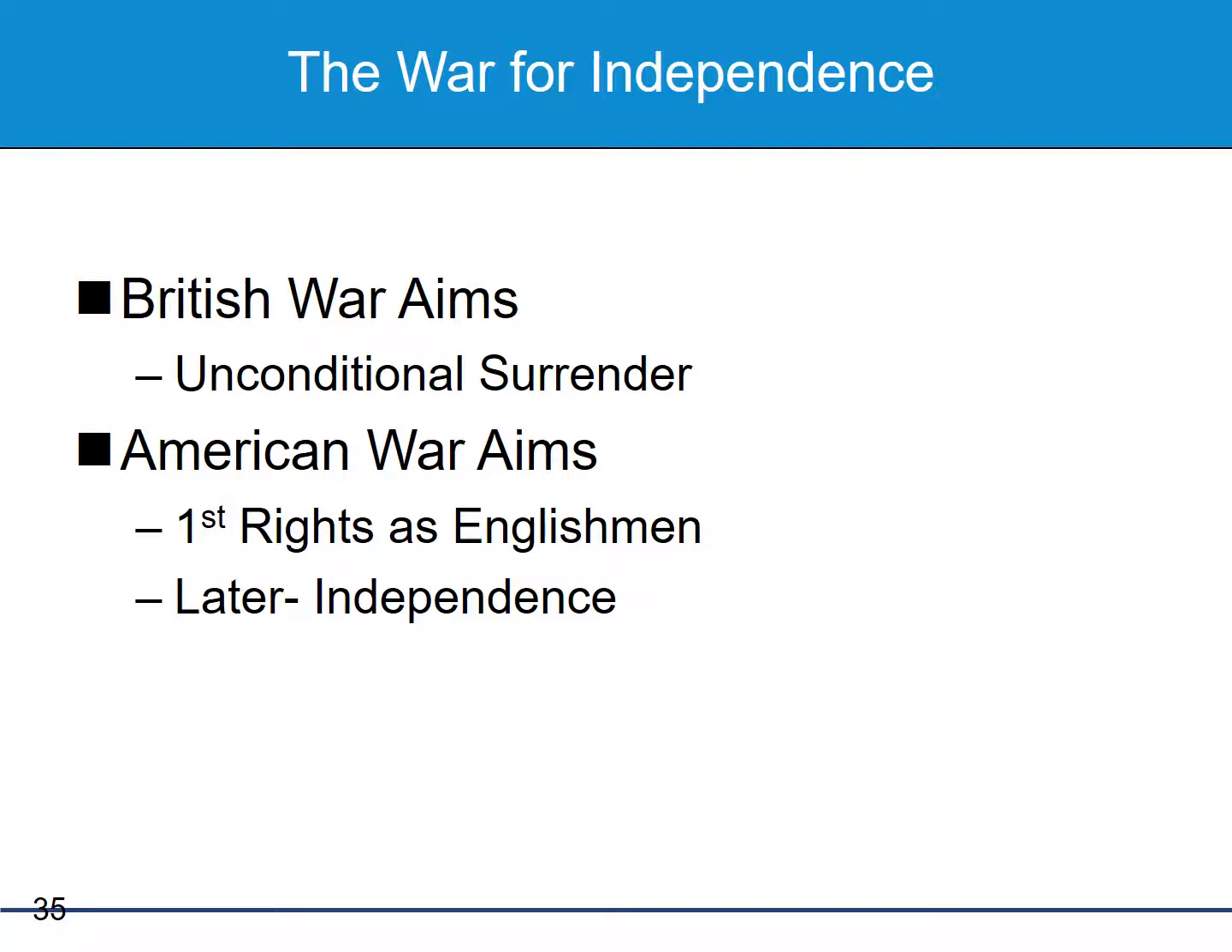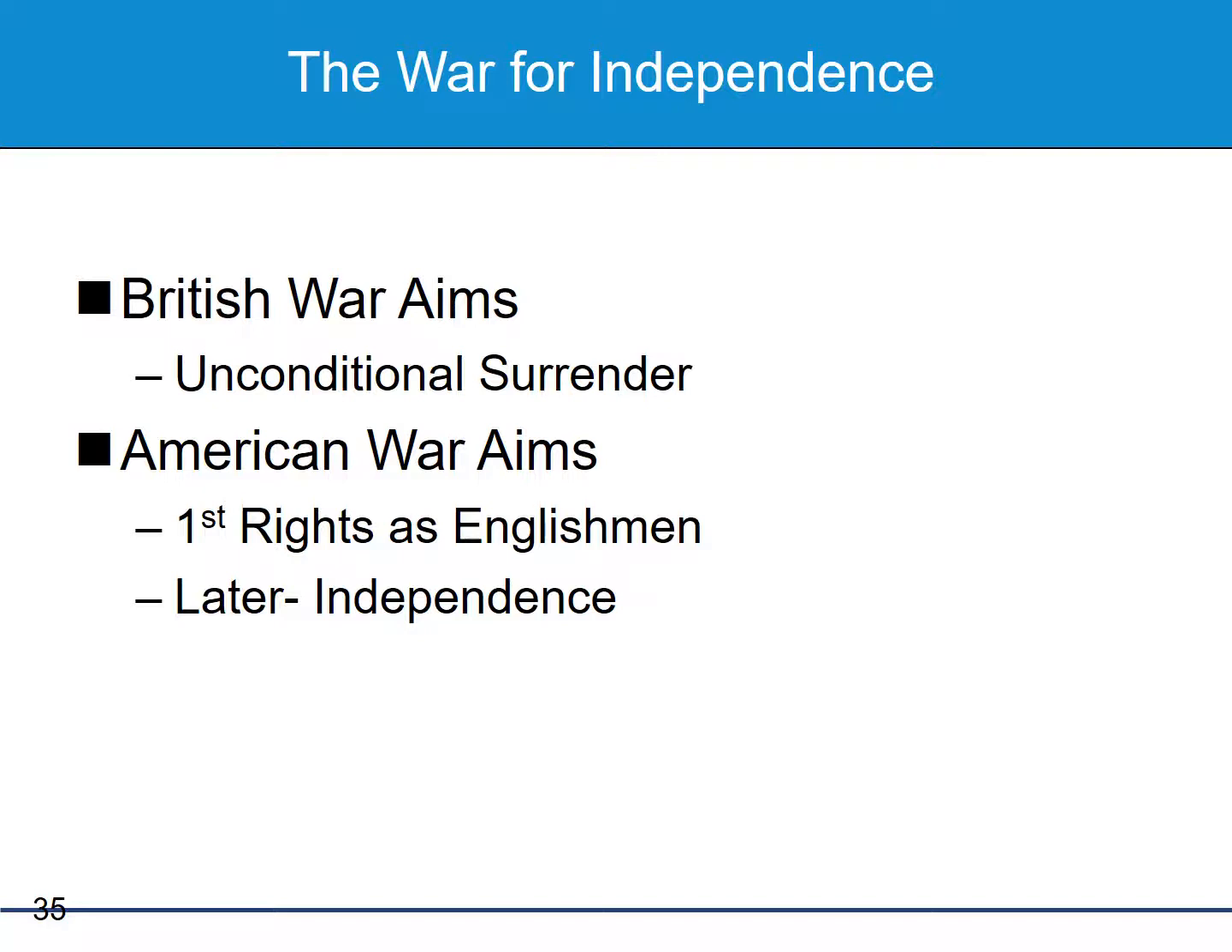As we are moving now into an organized war, as we move into the fall of 1775 and the early months of 1776, the Americans are still fighting for their rights as English citizens, but the British and the Americans have different war aims. The British war aim is unconditional surrender. That means that the British are going to, in the early years at least, refuse to negotiate with the Americans.